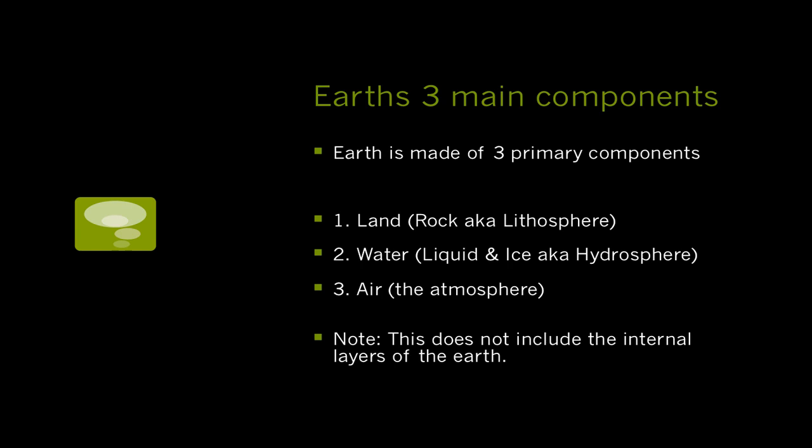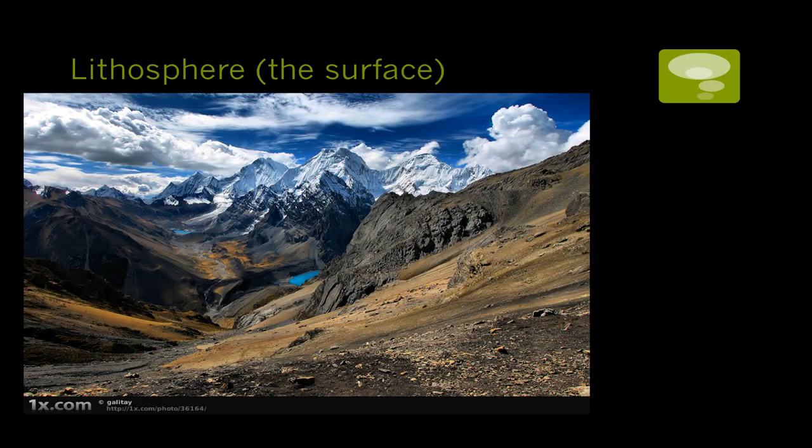Now we are not talking about what's in the center of the Earth. We'll get into more detail on that later. So we are just talking about the stuff you see around on the surface. So the lithosphere of the Earth includes all the rock of the mountains, the soil, all the solid components that you see here on the surface.